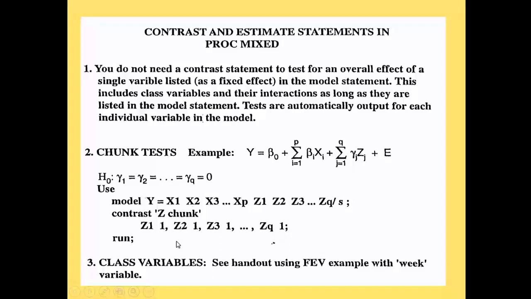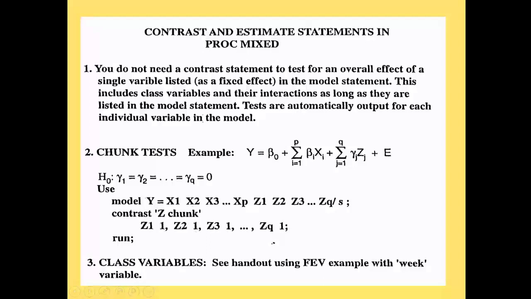What have I done? I've said, look, what I want to test are the coefficients of the Z variables, not the X variables. So the only variables I want to list in this contrast statement, now, the Z chunk is just my way of telling myself that's what I'm doing. I could have put my name there, David's chunk test, or something like that, Dr. K's chunk test, Z chunk. But I'm putting now Z1, the name of the variable Z1, that's how it was coded, Z1 1, Z2 1. Now, what have I done here?